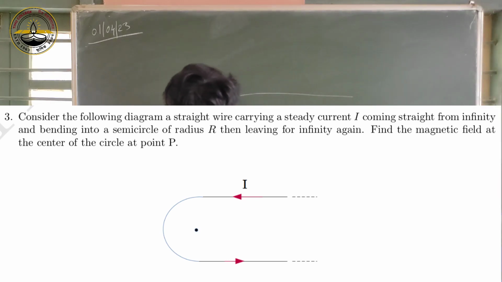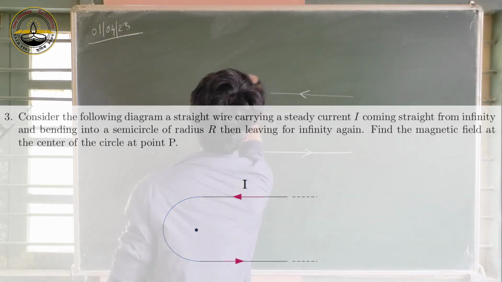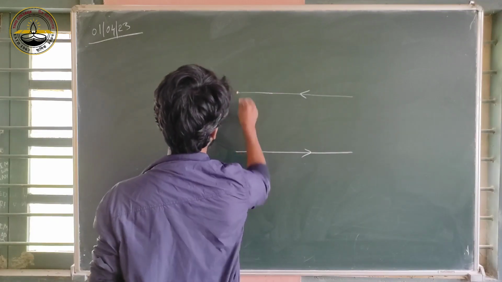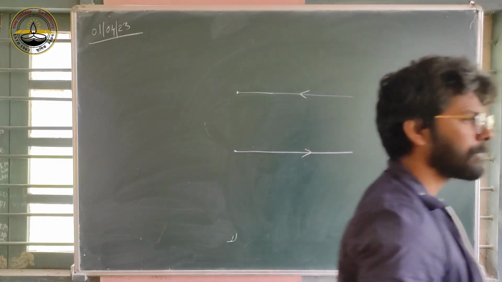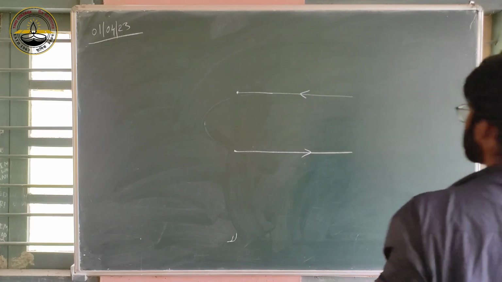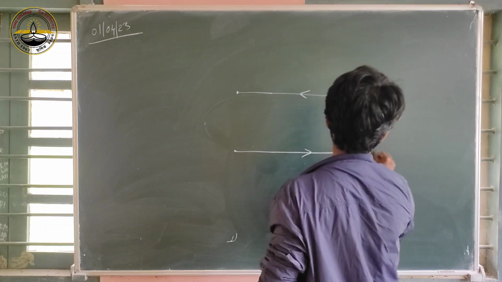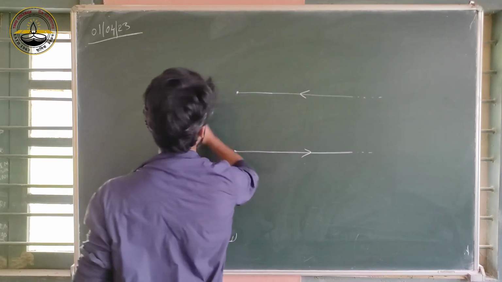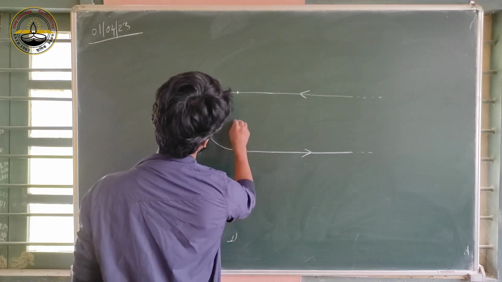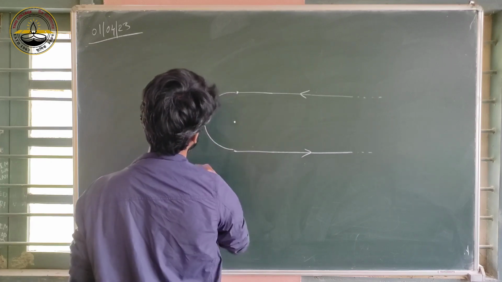For this, there is a straight wire up to this point. This is a semi-infinite wire. Semi-infinite, in one direction. So only in this direction it's infinity. And this is a completely half circle. So its center must be here. Okay?